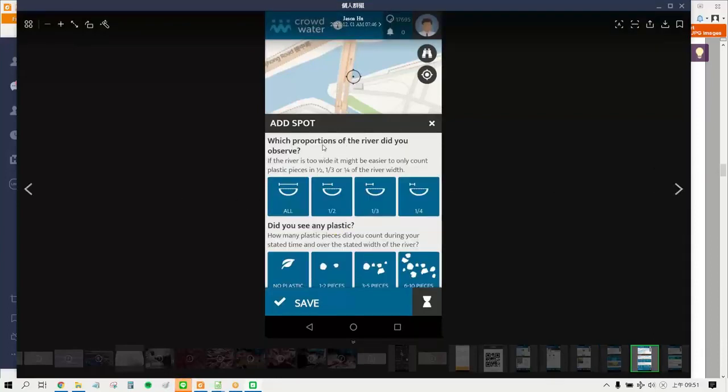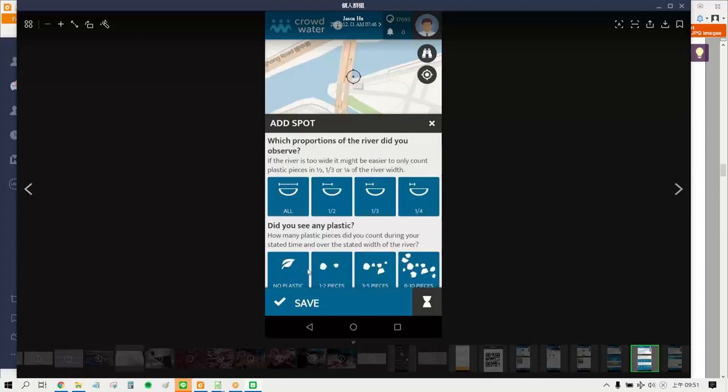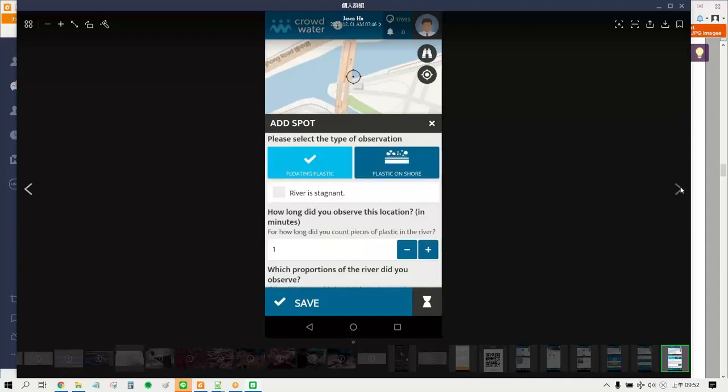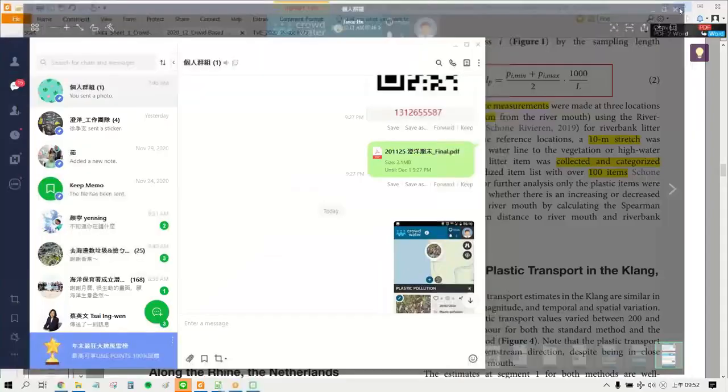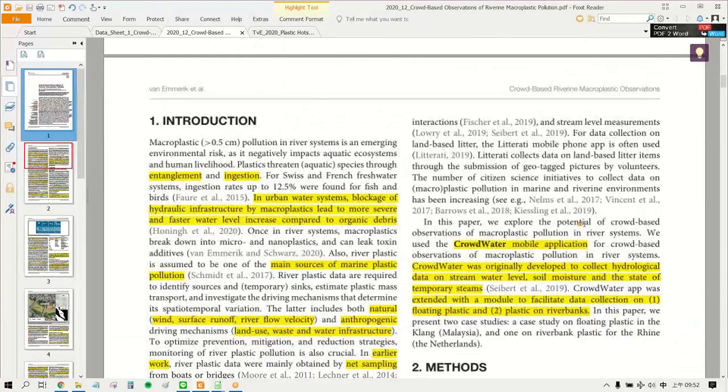So I can choose the proportion of the river where I do the observations, and I can choose how many plastic. So only 8 categories, only 8 classes from 0 to the entire whole surface. And how long did I observe? So the minimum is 1 minute. Stand on the bridge for 1 minute. Okay, so I think it's quite interesting for these apps.